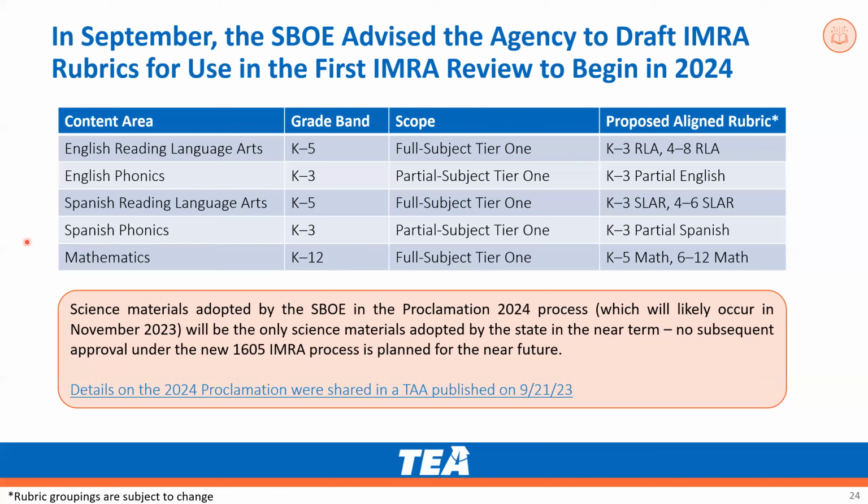So if you're purchasing science materials or some of those CTE materials for use in the 24-25 school year, then you should continue to do so. Details on that decision and on these content areas can be found in a proclamation TAA that we shared last week, which also had links to this webinar. So hopefully if you're here, you saw it through that avenue and already knew this information.